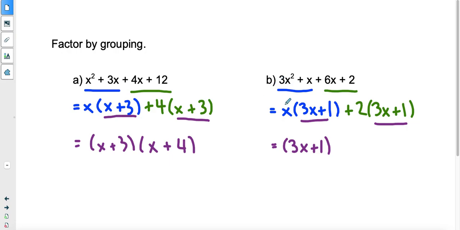And I'll need to multiply my 3x plus 1 by both x and 2 to get my final answer. Let's take a look at a couple more examples.